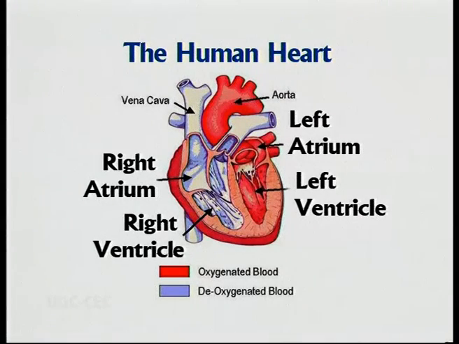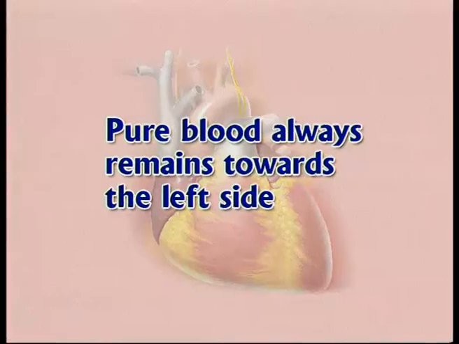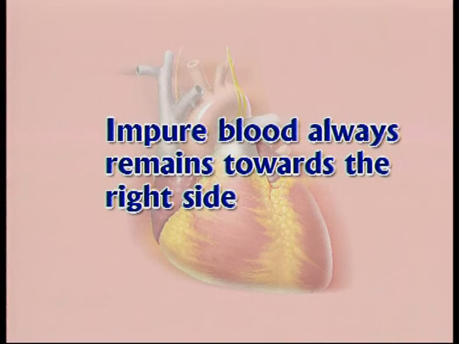In this type of heart, a specific type of circulation is found called double circulation. In this, blood enters 2 times in the heart before distributing to the different body organs. In this specific type of heart, blood never mixes. Pure blood always remains towards the left side and impure blood always remains towards the right side.